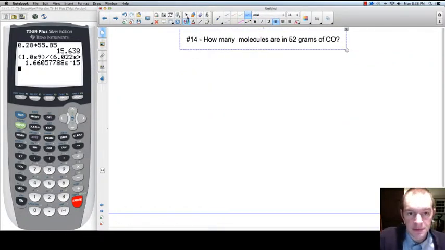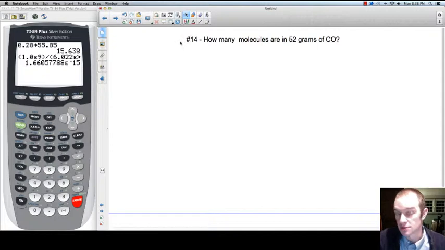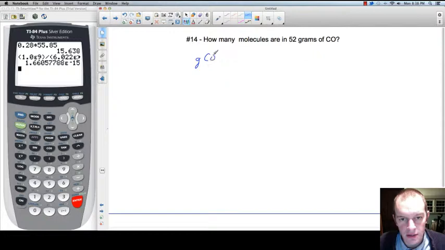Okay, this next example is what's going to marry those two together. This is question 14. And so we're being asked now, how many molecules are 52 grams of CO? So in your minds, what you should be thinking about is that we need to somehow connect grams to molecules. So the only way to connect grams to molecules is if we take grams of CO and connect it to moles of CO. And then if we take moles of CO, we can then connect it to molecules of CO. See, the thing is, grams of CO does not connect with molecules of CO.